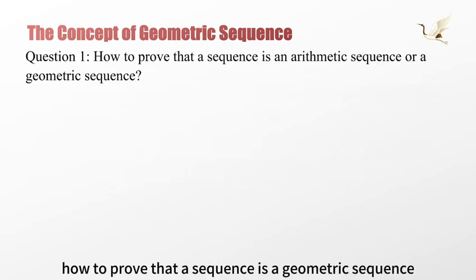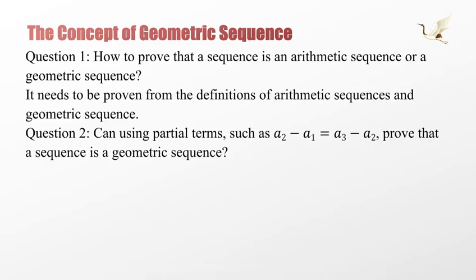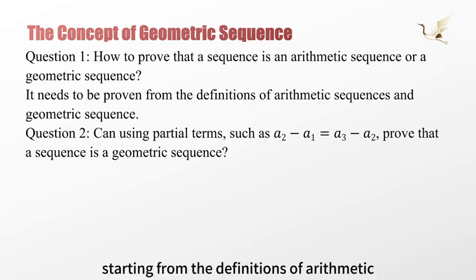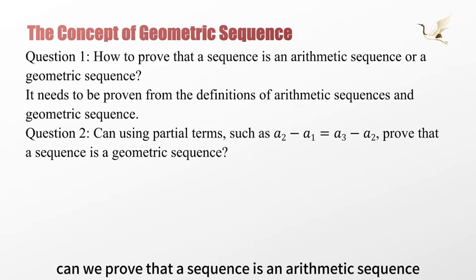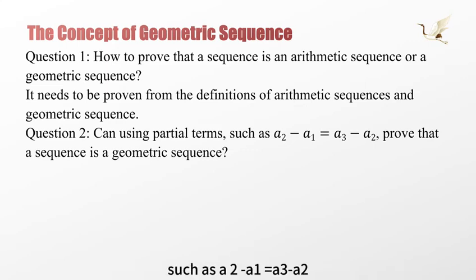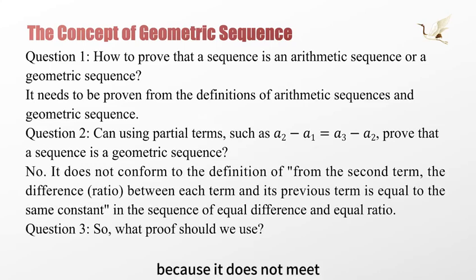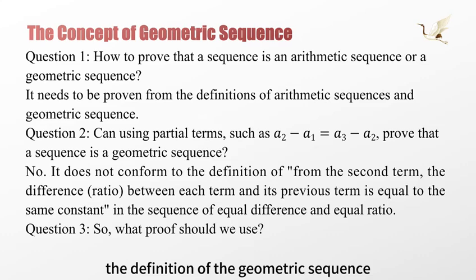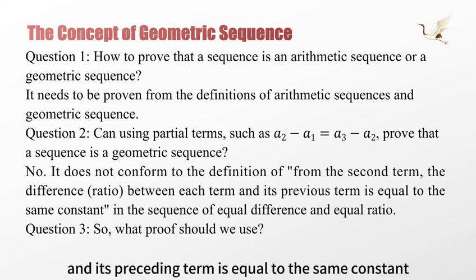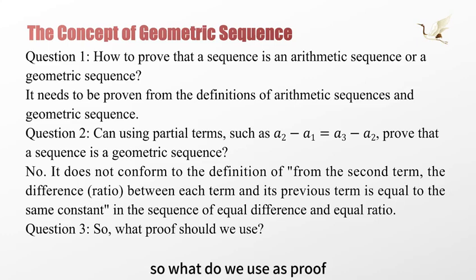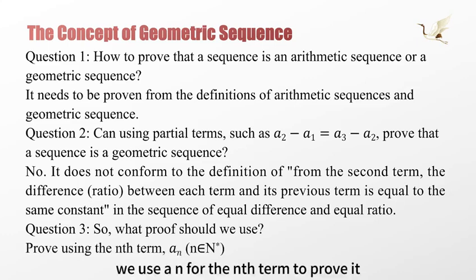Let's first think about how to prove that a sequence is a geometric sequence or an arithmetic sequence. Yes, we need to prove it starting from the definitions of arithmetic sequence and geometric sequence. Can we prove that a sequence is an arithmetic sequence using a partial term, such as a2 minus a1 equals a3 minus a2? It cannot, because it does not meet the definition, which states that from the second term onwards, the difference or ratio between each term and its preceding term is equal to the same constant. So what do we use as proof? We use an, the nth term, to prove it.